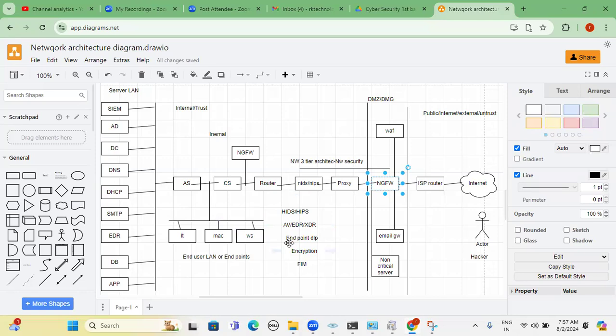In a similar way, endpoint DLP, for example, peripheral control or device control, copying something through pen drives or memory stick or external hard disk. So anything like that is endpoint DLP. In a similar way, data at rest encryption, like disk encryption, or maybe voice encryption. In that scenario, that is also an endpoint security solution. And the last one is file integrity monitoring.